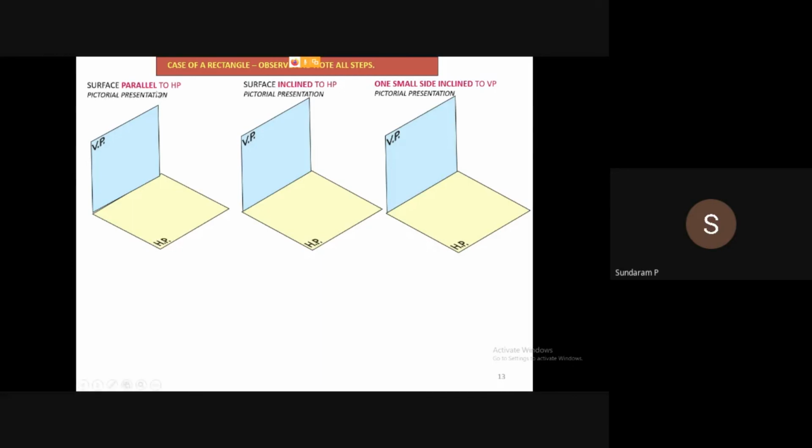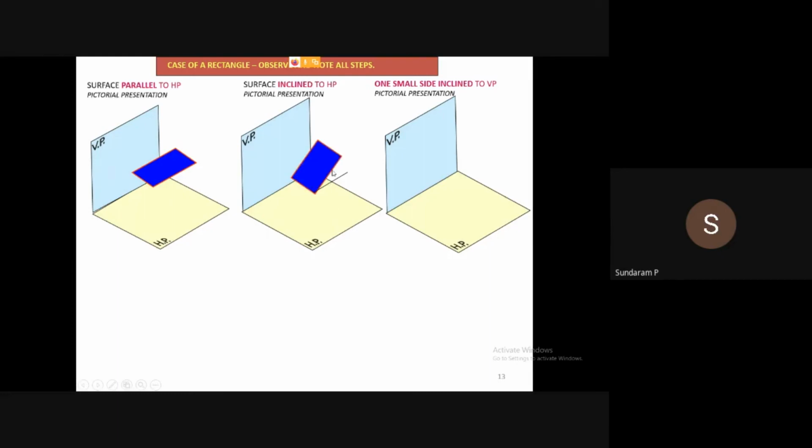Suppose the plane is parallel to your horizontal plane and perpendicular to your vertical plane. When looking, the observer location is always on the right-hand side. So it is perpendicular to your vertical plane and parallel to your horizontal plane. Okay, so next one, inclined to any one of the planes.